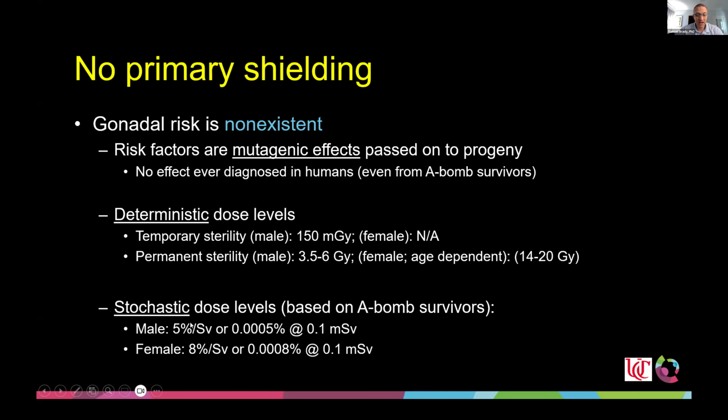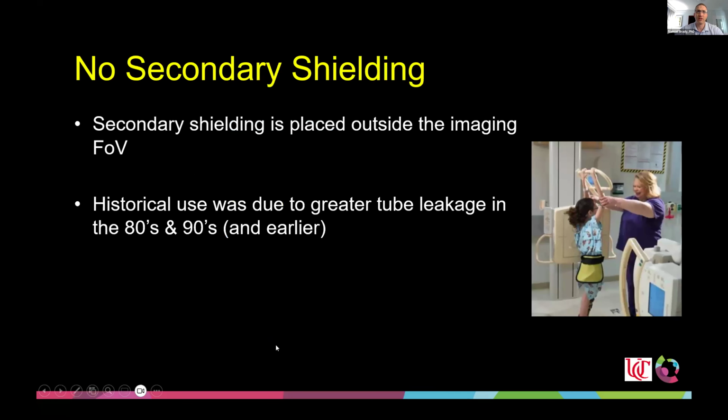And then cancer risk, these values are incredibly low. So when you look at a 0.1 millisievert exposure, you can see that the risk for cancer induction is 0.0005% for men and 0.0008% for women, just incredibly low.